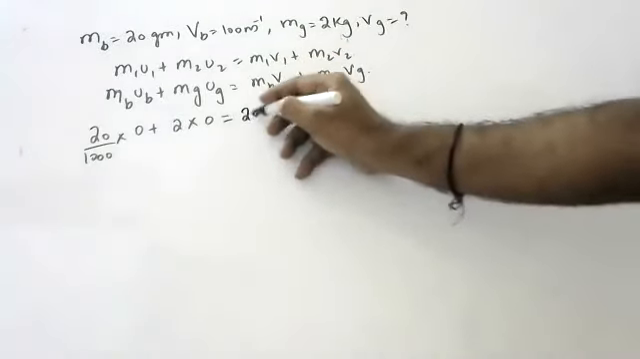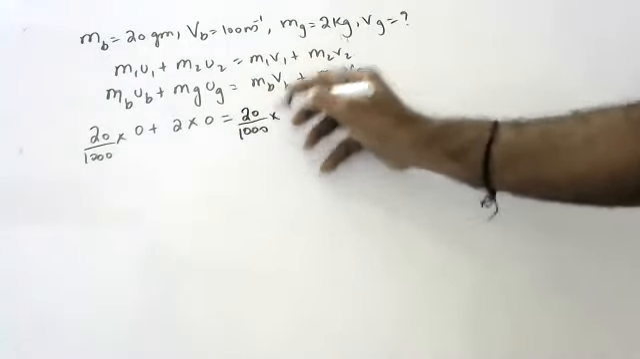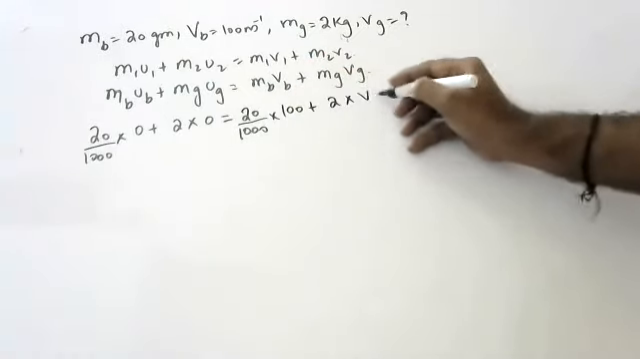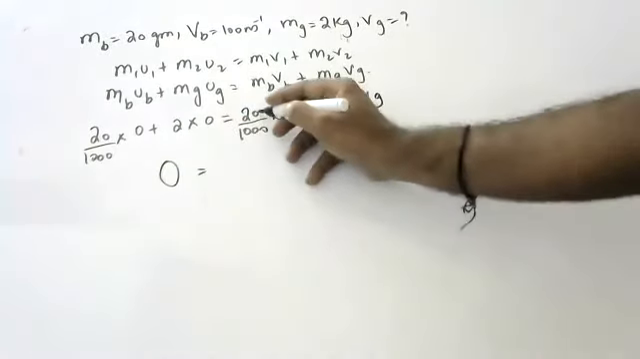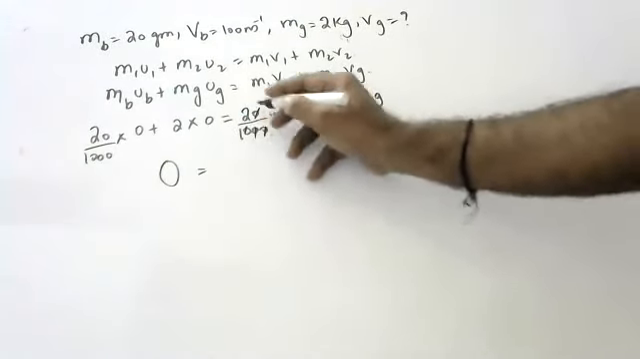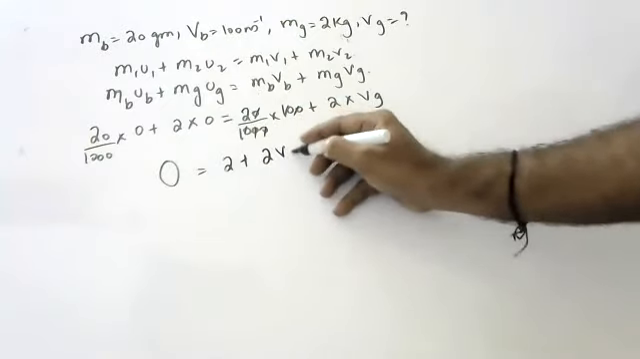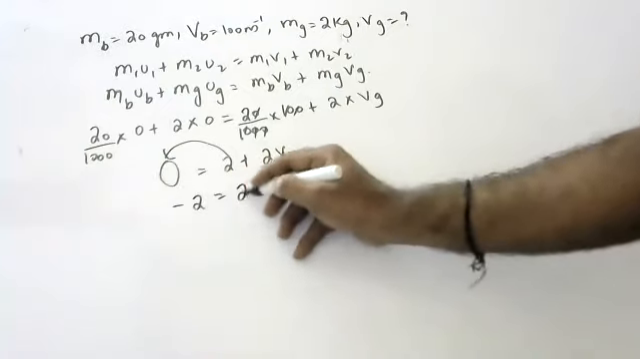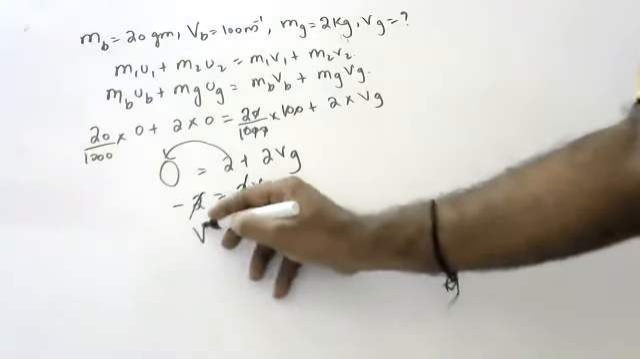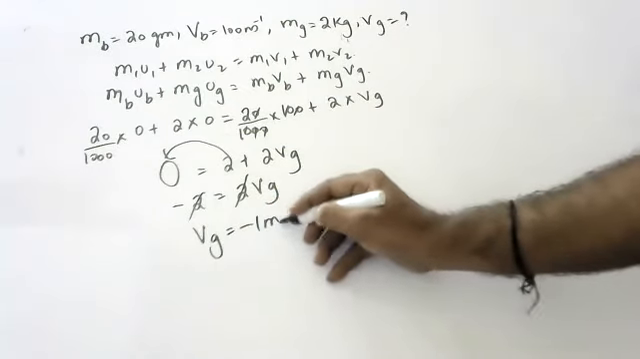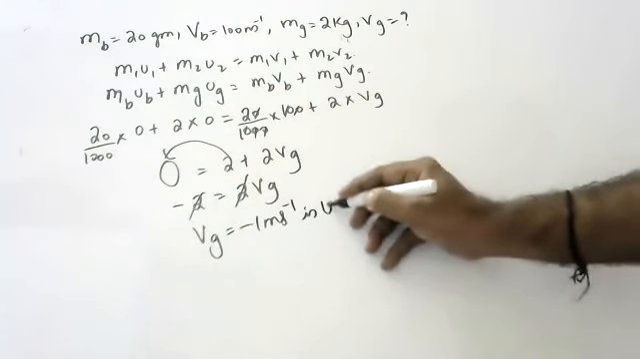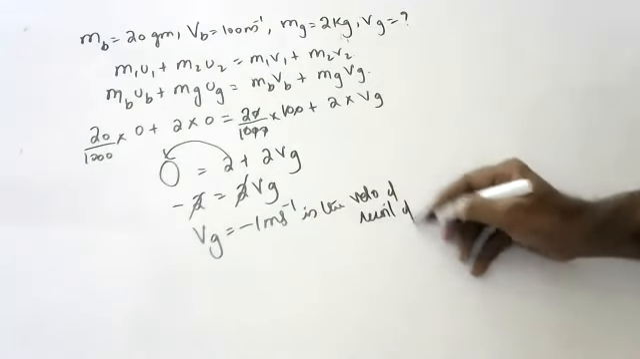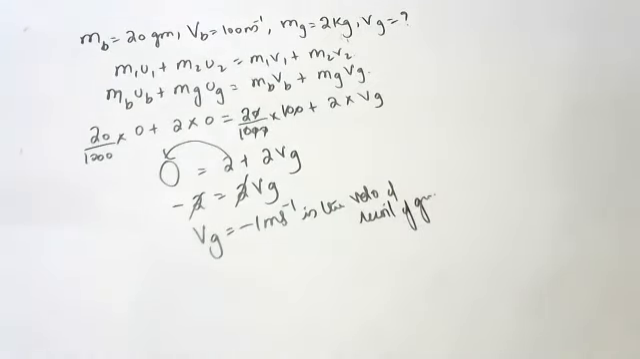Now 20 by 1000 into 100 plus 2 into V. This one is 0. 20 by 1000 into 100 is 2, so 0 equals 2 plus 2V. Minus 2 equals 2V. How much? Minus 1 meter per second is the velocity of recoil of gun.